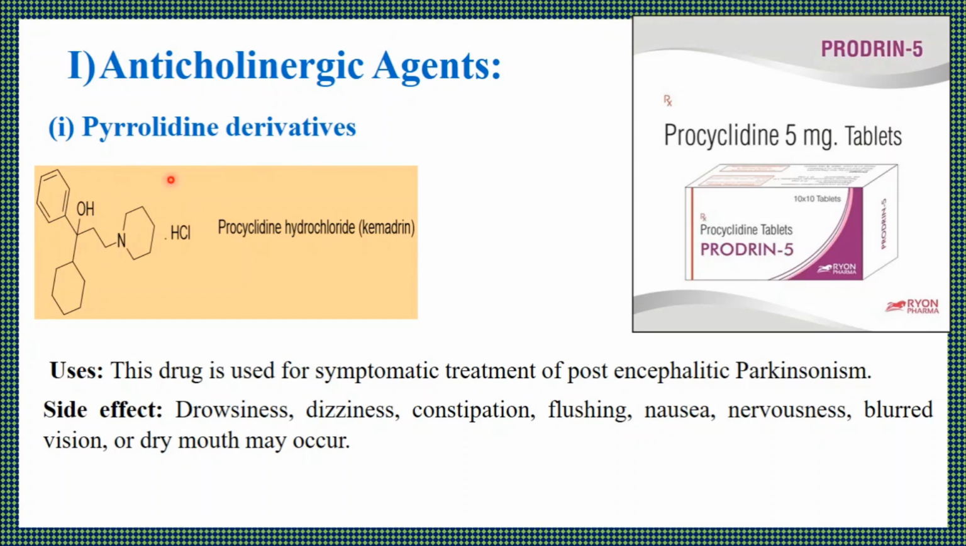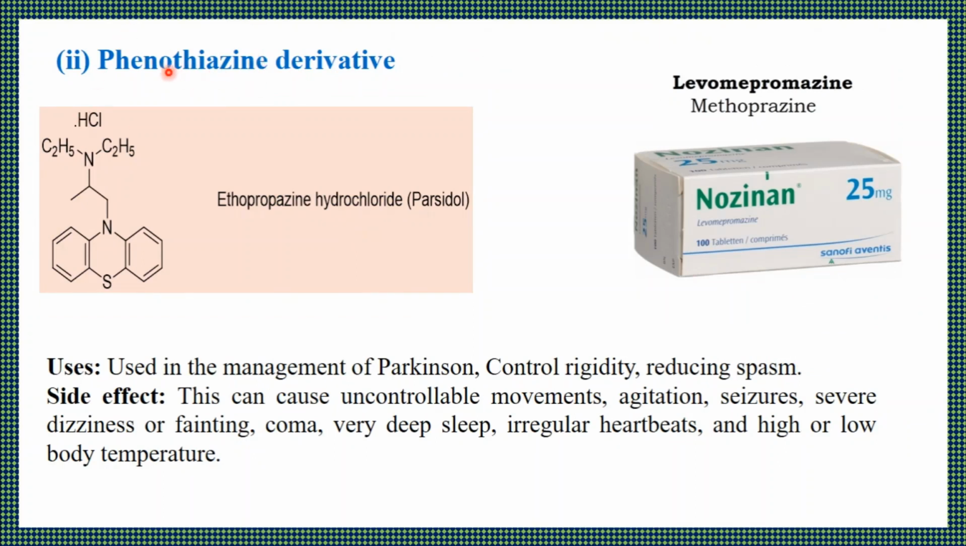It has this benzene ring, OH, and this pyrrolidine ring. The use of this drug is for symptomatic treatment of post encephalitic Parkinsonism, and the side effects are drowsiness, dizziness, constipation, nausea, vomiting, blurred vision, and dryness of mouth. It has this pyrrolidine ring, that's why it's called a pyrrolidine derivative, having this pyrrolidine moiety. So this is the use, and this is the side effect of this procyclidine hydrochloride.